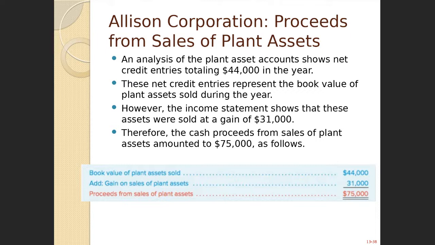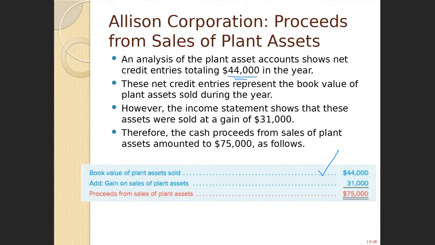All right, now we have to look at the cash inflows from the sale of plant assets. Here an analysis of the plant assets account shows that plant assets changed by $44,000. So now what happened? Basically we know that the corporation sold plant assets for a total of $44,000. That's what we see here. The plant asset account was credited for $44,000. But remember that when we were looking at the income statement, we also saw there was a gain on the sale of plant assets.